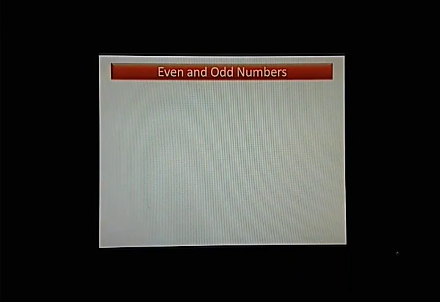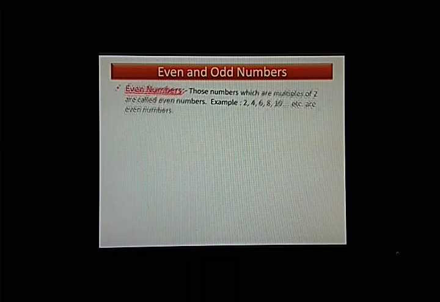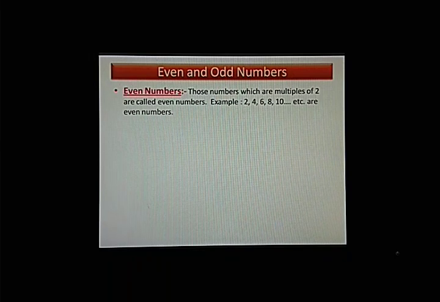Now, even and odd numbers are very familiar terms. We all know what an even number is and what an odd number is. Still, let us see the definition. Even numbers are those numbers which are multiples of 2. So, any number which is a multiple of 2 can be considered an even number.